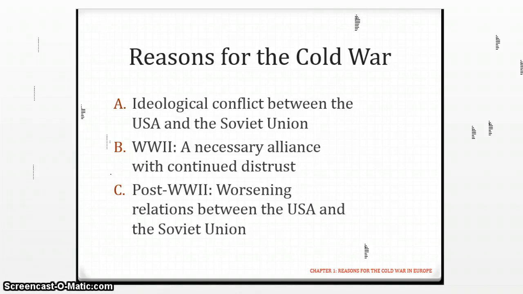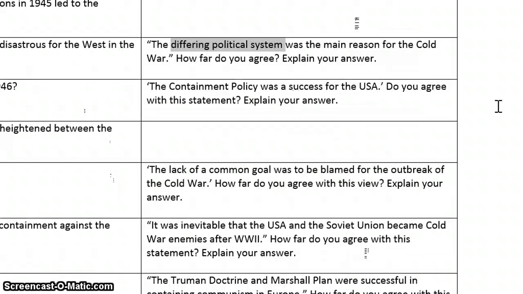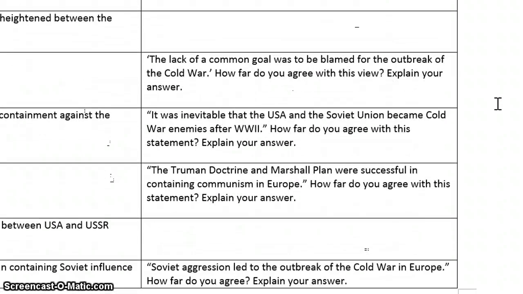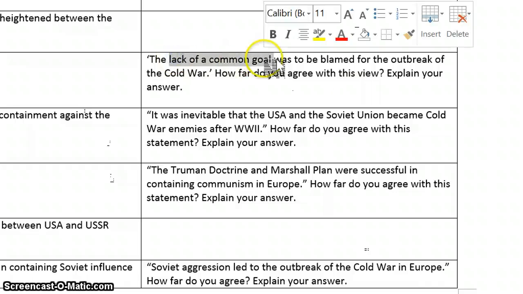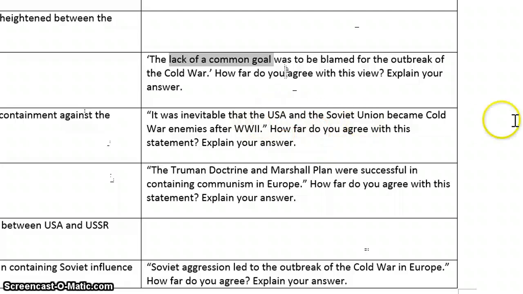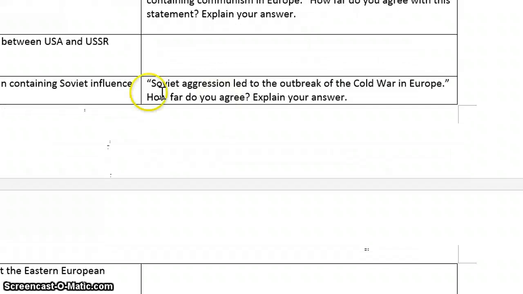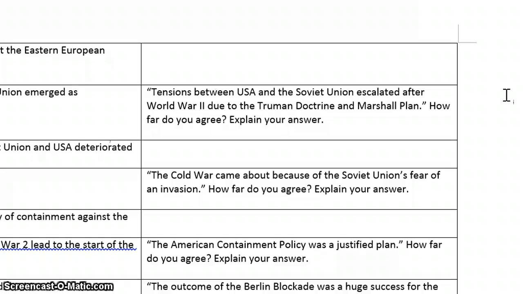If you're confused, can we refer now to the SEQ list? So the common issue is the reasons for the Cold War. You can see here, differing political system, that's one given factor. Let's look through lack of a common goal, that's another possible given factor. Soviet aggression, that's another given factor.